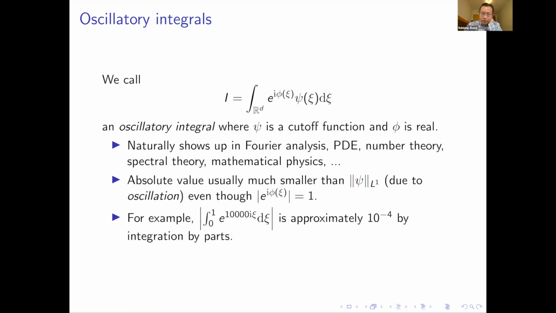So one general phenomenon is that if you look at this integral I and you ask how big it is, the absolute value is usually much smaller than what you get when you give up all the cancellations. This is simply due to oscillation, because e to the i times phi usually oscillates a lot. For example, this is one question I will give to my math analysis students: if you do the integral of e to the 10,000 times i times x from 0 to 1, then this is actually quite small. It has order of magnitude like 10 to the minus 4, just by simple integration by parts. So this is one of the simplest examples.